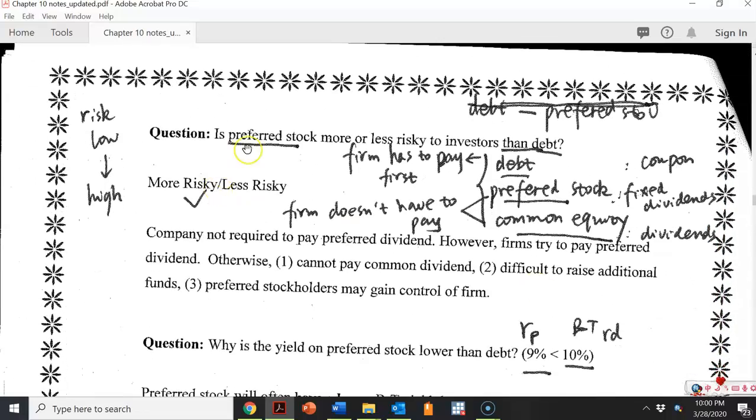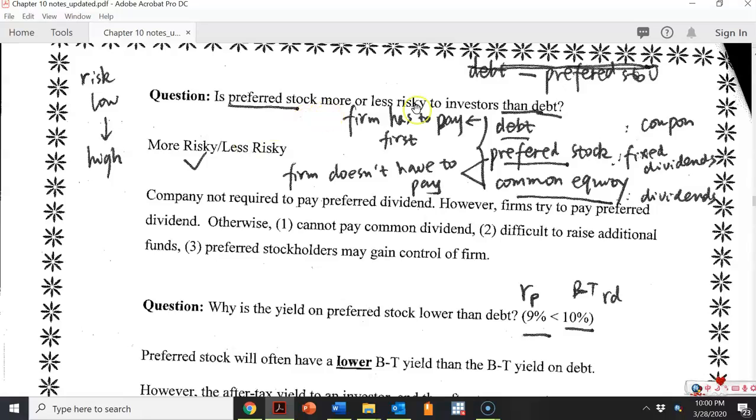Question: is preferred stock more or less risky to investors than debt? It should be more risky than debt. Remember, companies are not required to pay preferred dividends. However, companies try to pay preferred dividends, otherwise they cannot pay common dividends. It is difficult to raise additional funds, and preferred stockholders may gain control of the firm.